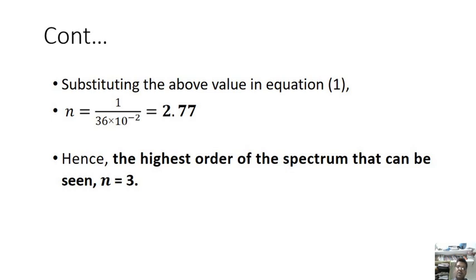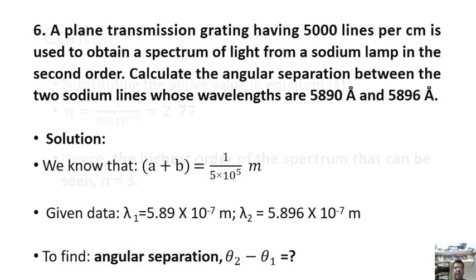So it's about the way of calculating the order of the spectrums using a diffraction grating. Okay, next, problem number 6. A plane transmission grating having 6,000 lines per centimeter.